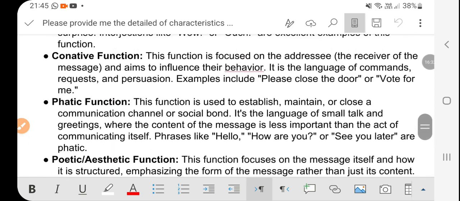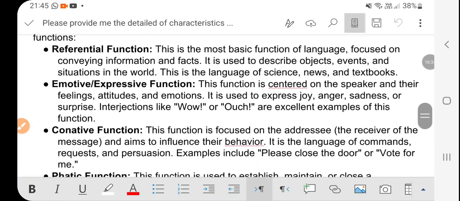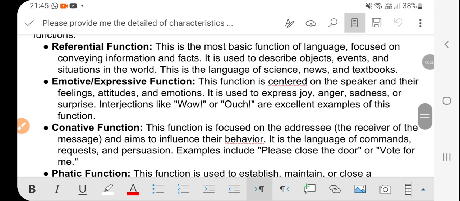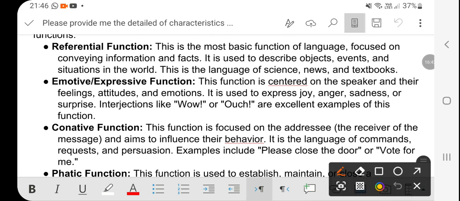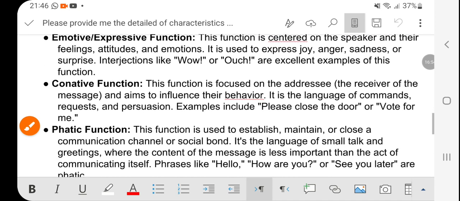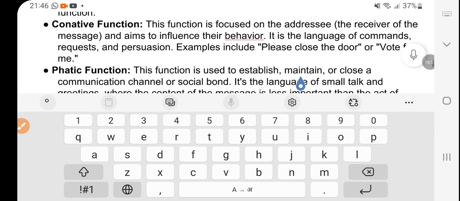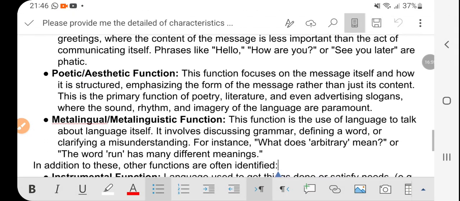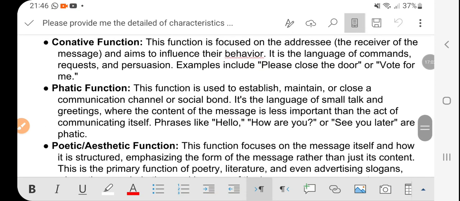So we have seen the functions of language. Referential function, when we use language for getting knowledge of particular subjects, like science, news and textbooks. Then emotive, when we show our expressions, emotions or sentiment, the language we use is called emotive language. Then conative language is for request or order or command or interjection, so that is conative function.